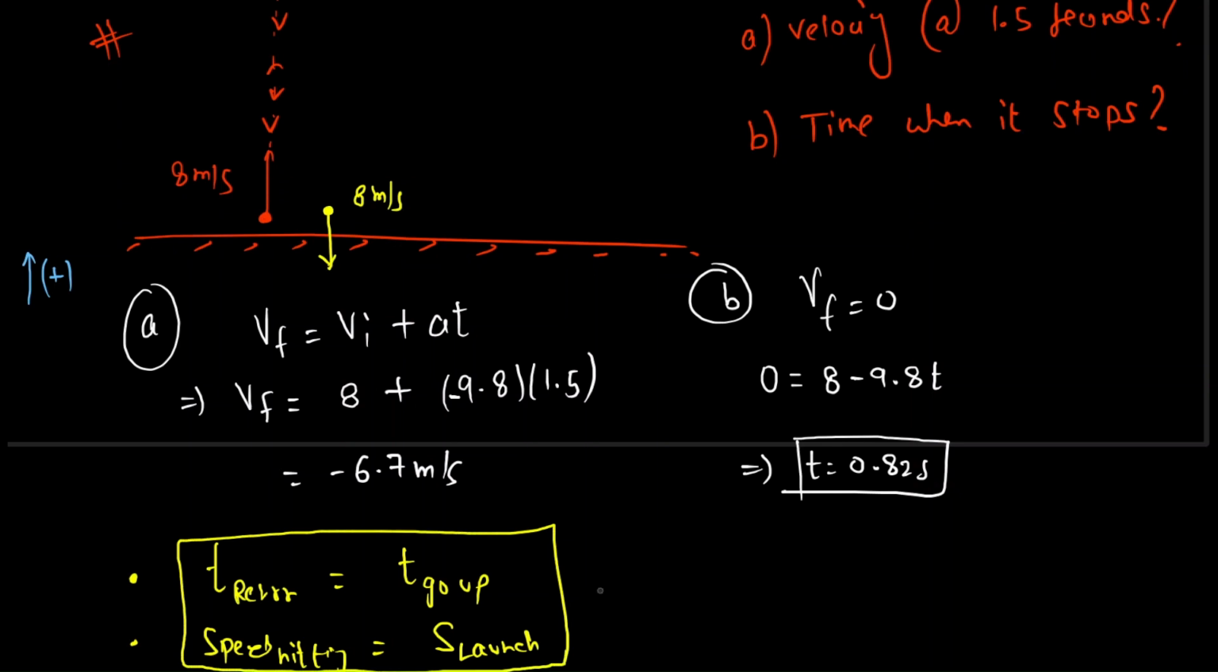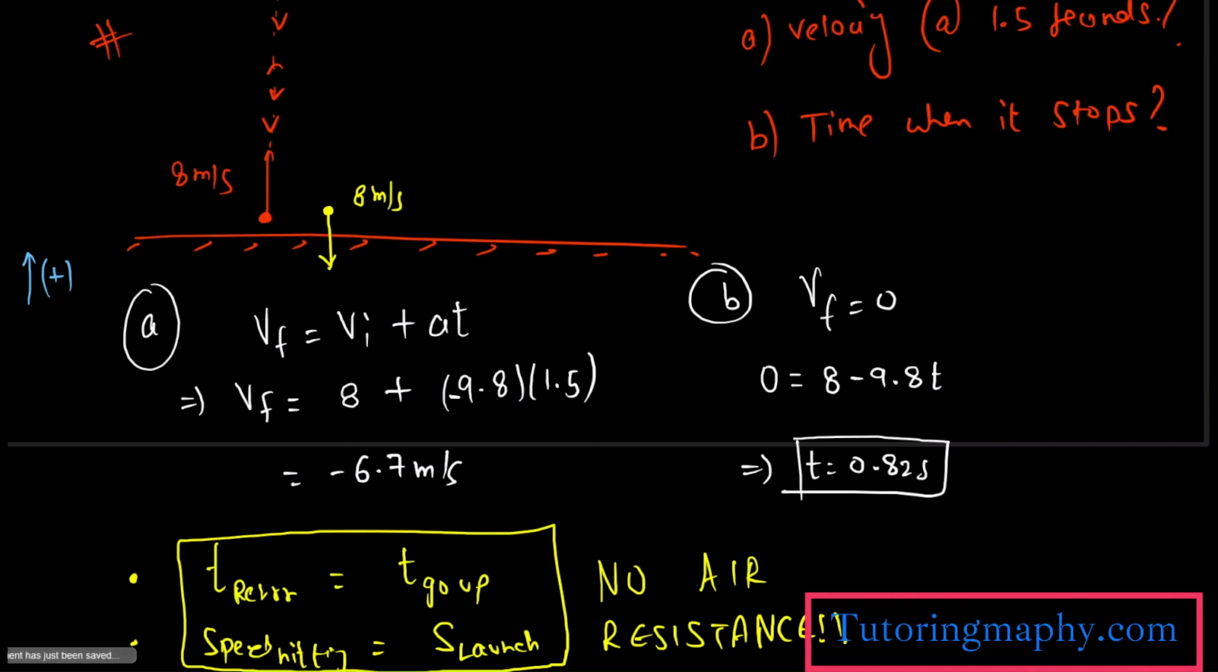Please remember, this is applicable only when there is no air resistance. But most of the time they ignore air resistance, don't they? 99% will be the case. So the launch speed is equal to the landing speed, I guess you can say that, but only with no air resistance.